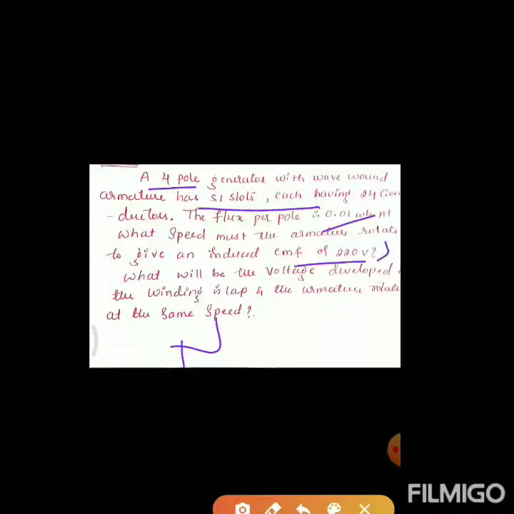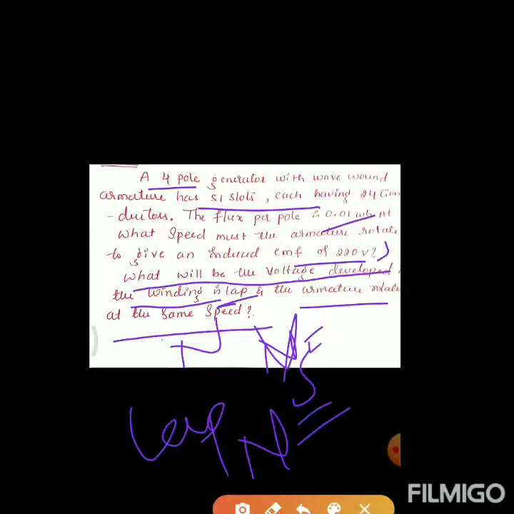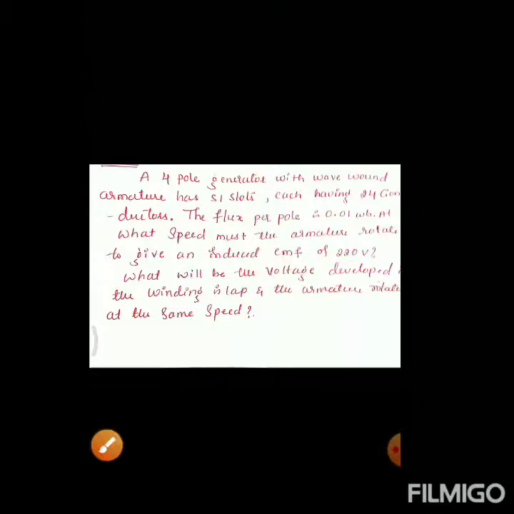And the next thing they have asked is, what will be the voltage developed in the winding when the winding is lap and the armature is rotated at the same speed. In the second part, they have asked what will be the new voltage produced when you have a lap winding and the armature rotation is at the same speed. Let's calculate. I hope you have observed this.